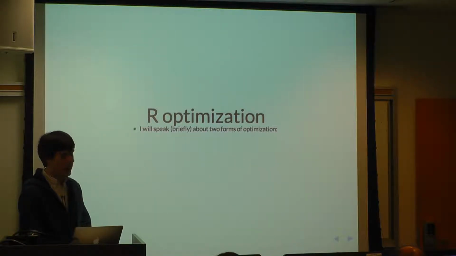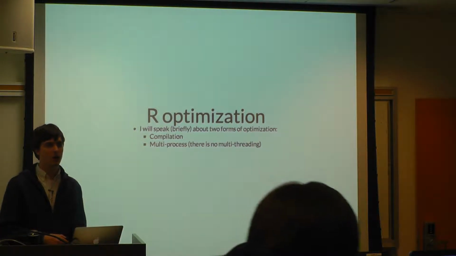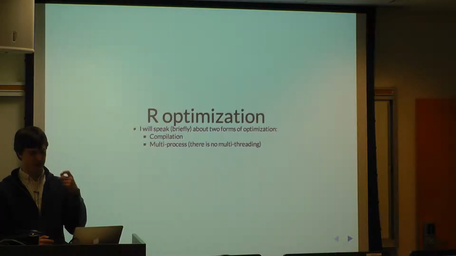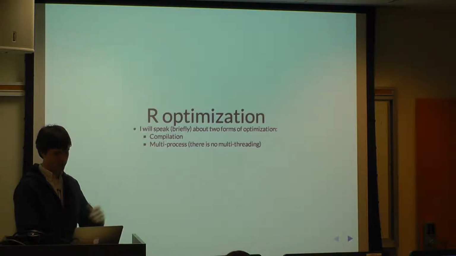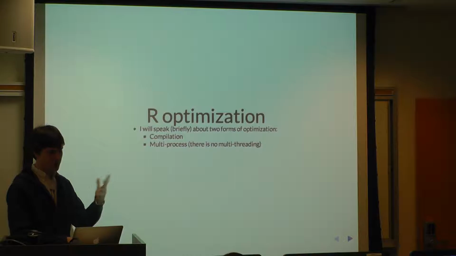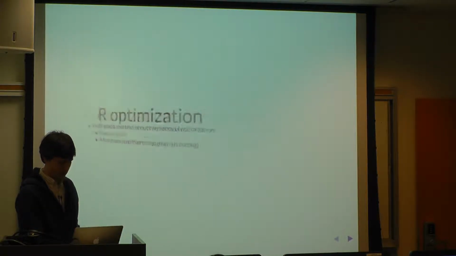We're going to start with R optimization. I'm going to talk about basically two types of optimization, which are compilation and multiprocessing, because there is no multi-threading in R. R runs as one program on one core at one time. You can get around this kind of, but essentially there is no multi-threading.